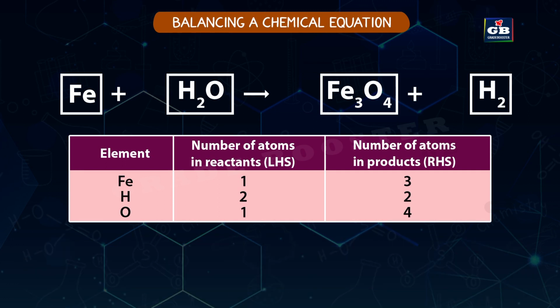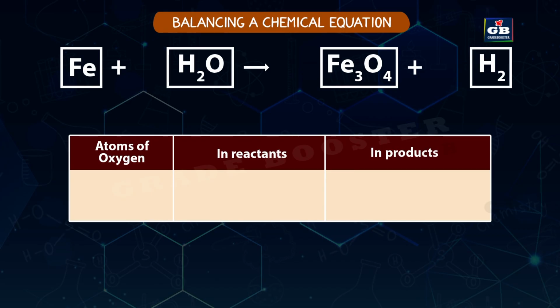For example, if we have Fe3O4, which has a lot of oxygen atoms. If we look at the oxygen atoms on both sides, there are 4 oxygen atoms on one side, that is on the right hand side, and only 1 oxygen atom on the left hand side. So we'll start by adjusting the number of oxygen atoms to make them equal on both the sides. To balance the oxygen atoms, the number of oxygen atoms initially in reactants is 1, that is in H2O, and in products 4, that is in Fe3O4.